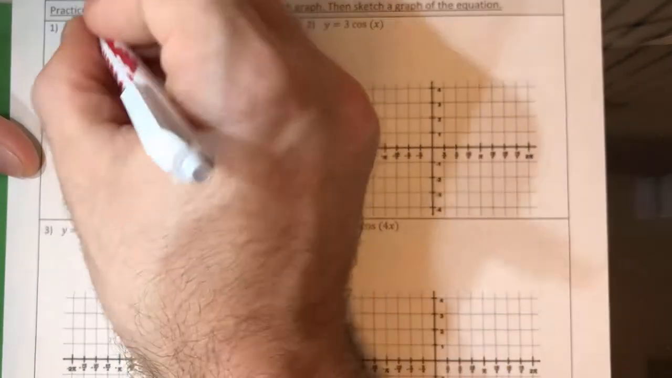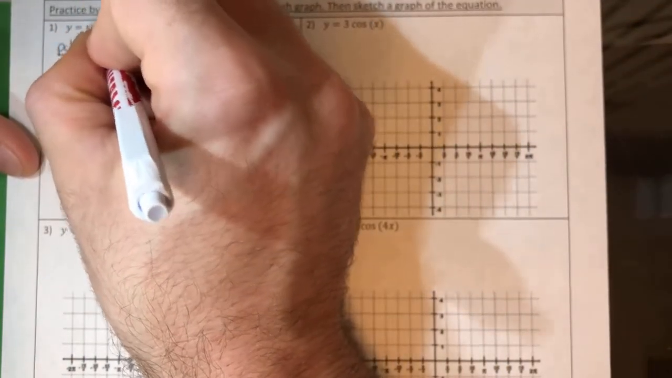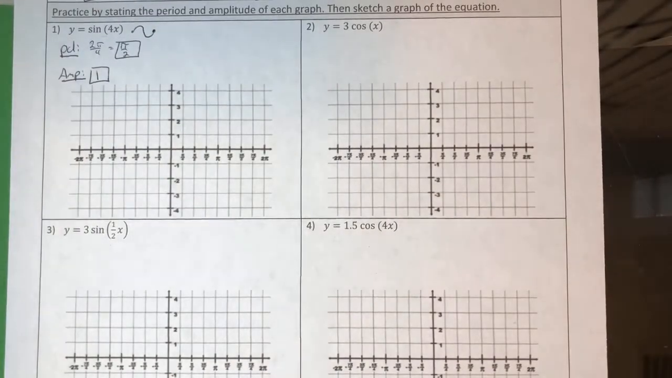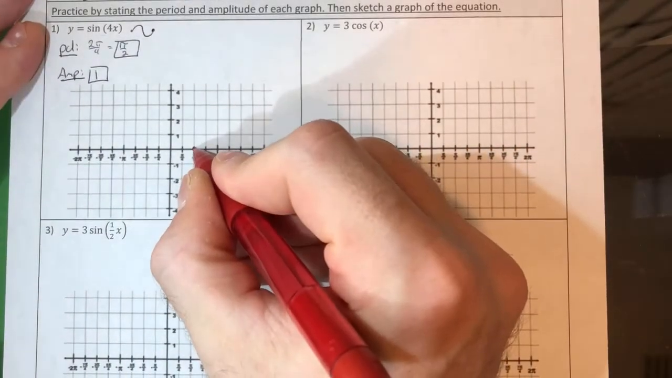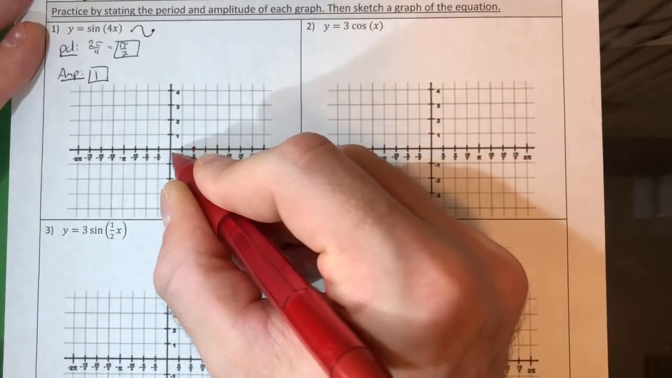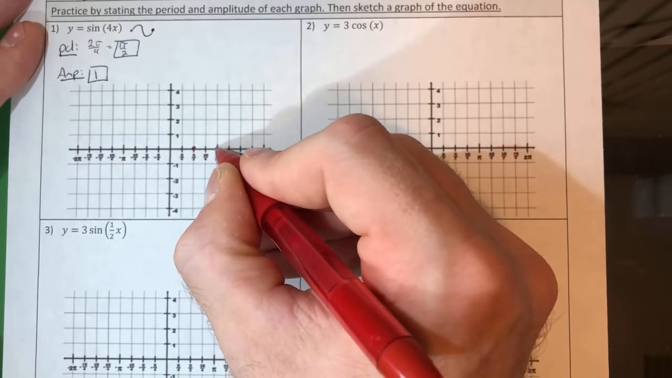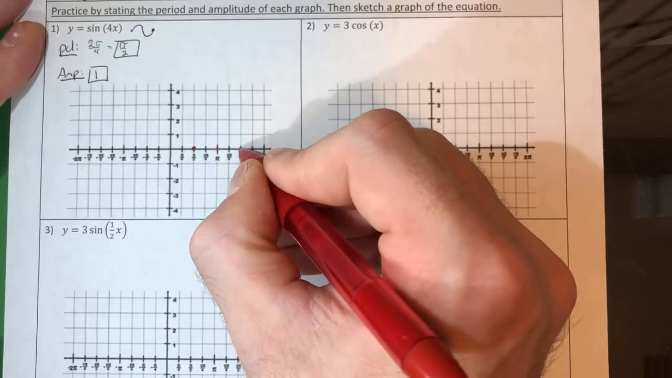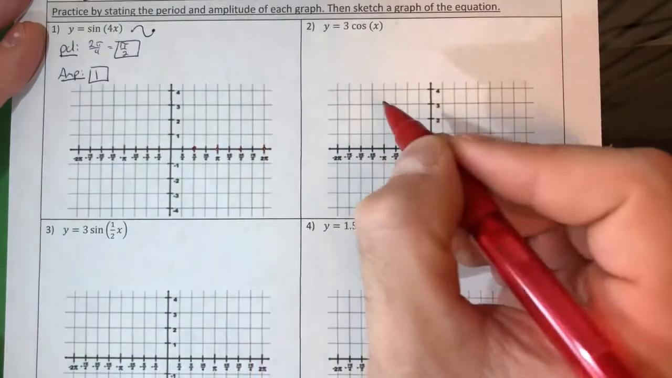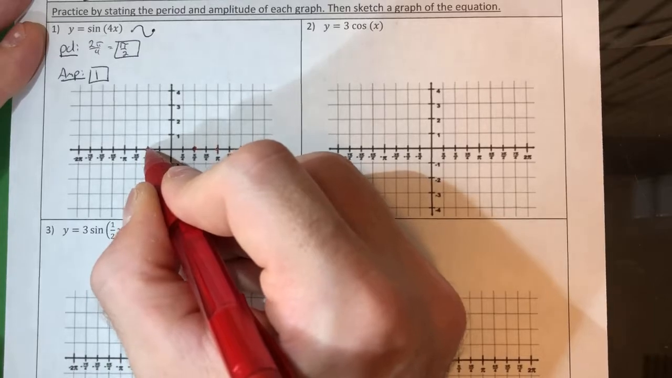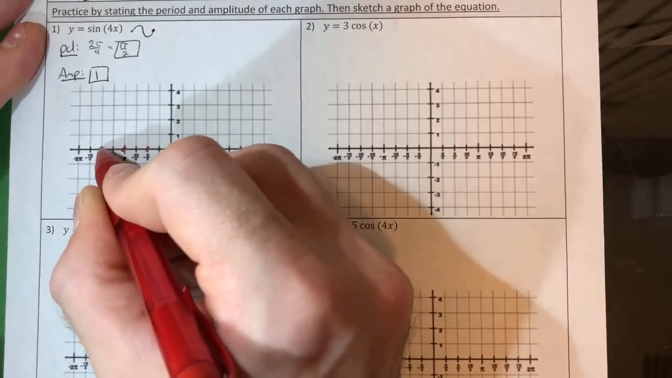So let's take a look at the period. It's 2 pi divided by 4, or every pi over 2 units. So if we do every pi over 2 units, I know that my graph is going to repeat itself every time it hits here. So it's going to go up, down, up, down, up, every 2 blocks by the looks of it. And it's going to repeat itself going backwards every pi over 2 units.